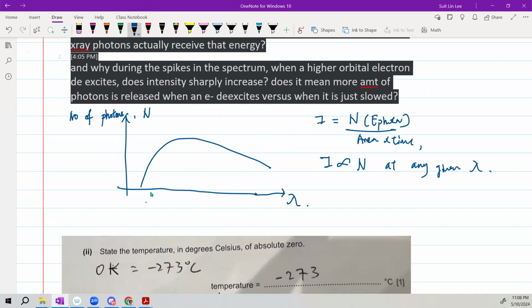Okay. So maybe I got 100 electrons, then I have 100 X-ray photons. So maybe this is 5, 10, 20. My scale got problem. 15? Okay or not?